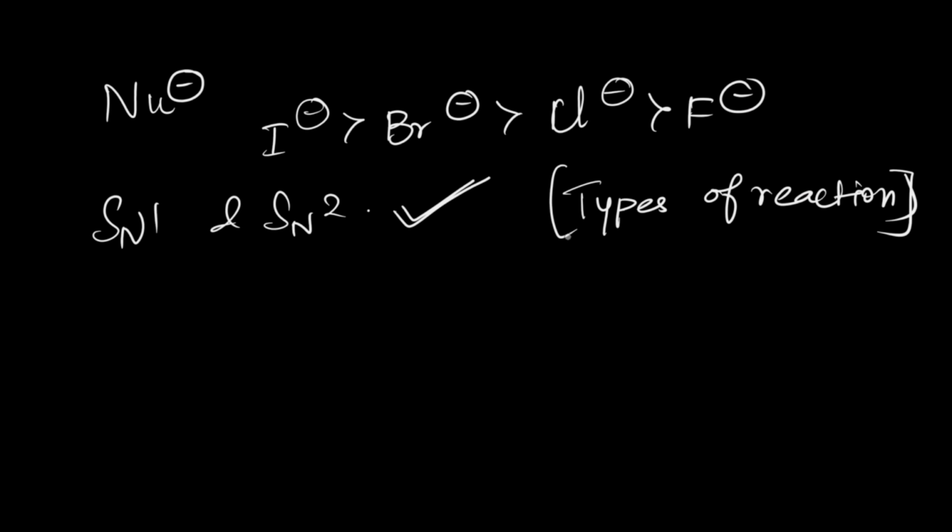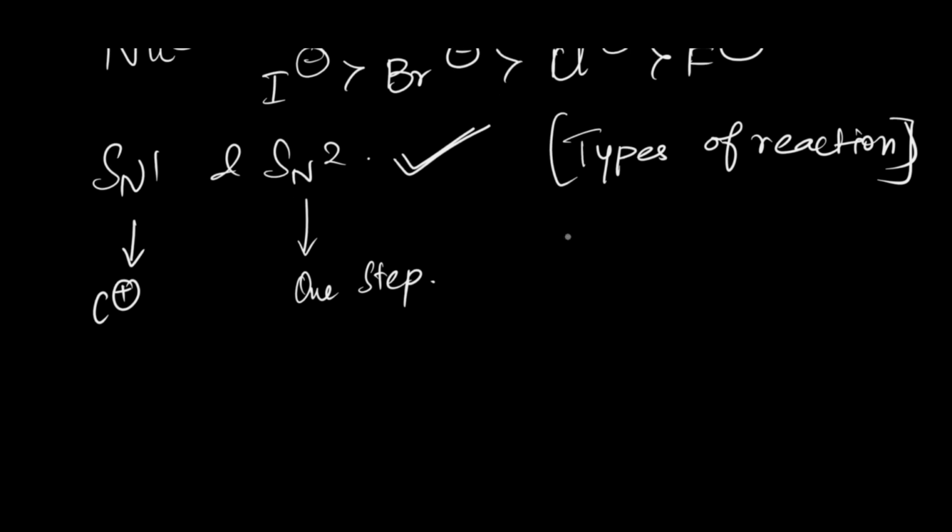Okay, so to brief everything, SN1 follows carbocation formation, with the carbocation as an intermediate, and this is a unimolecular reaction that follows a two-step mechanism. And in case of SN2, it is a one-step mechanism, a concerted mechanism with formation of a transition state. That is a bimolecular reaction.